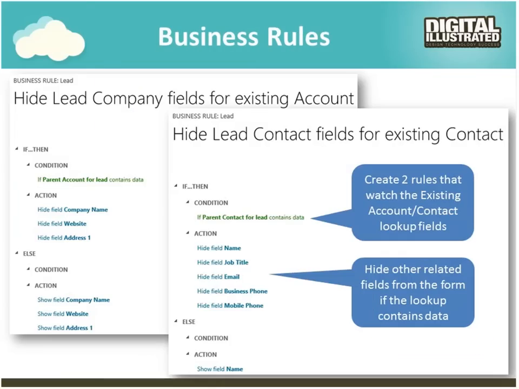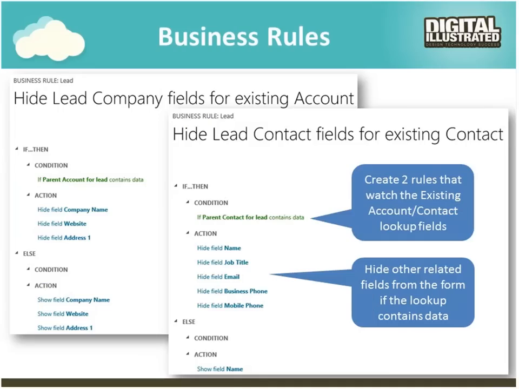The business rules are a new feature in the 2013 version of CRM. They allow us to build these kinds of things that previously used to require form scripts. We can now do them just by defining them in the customization UI of CRM. So we should create two of these rules and add them onto the lead form.